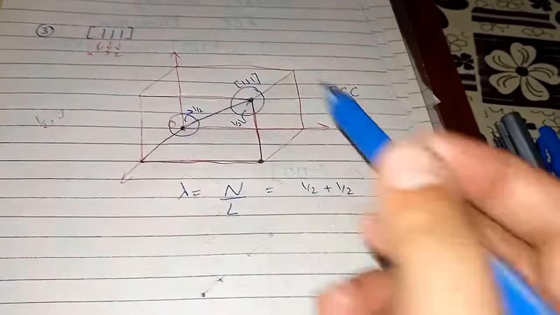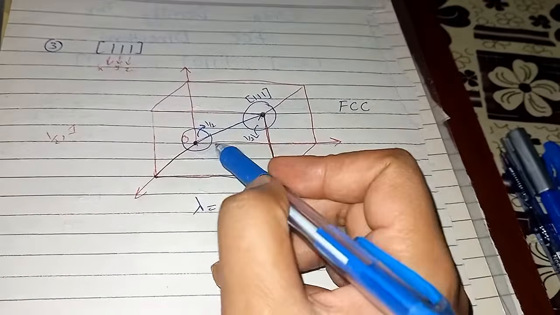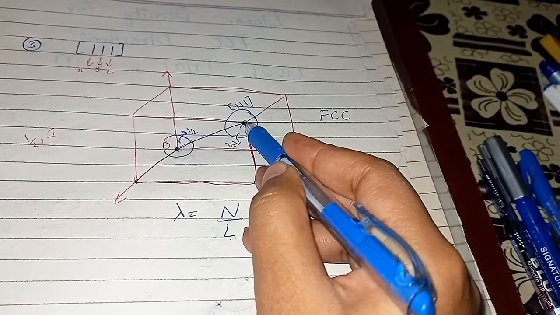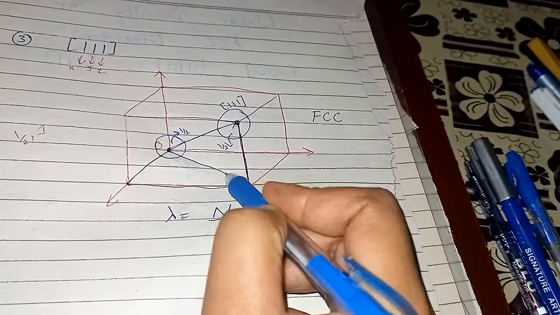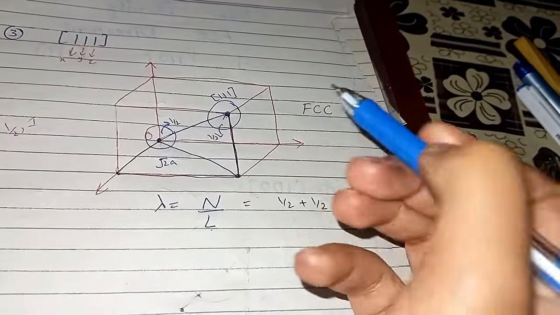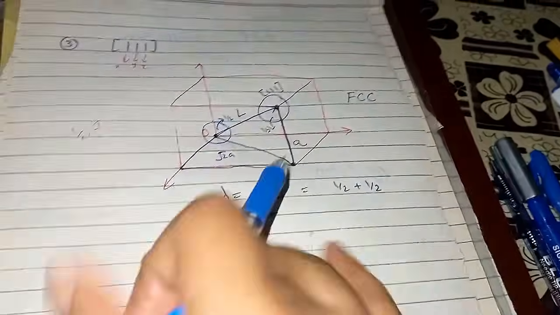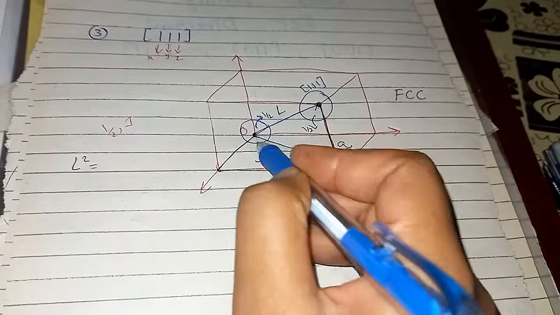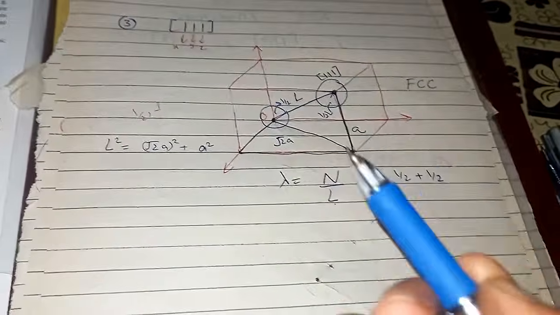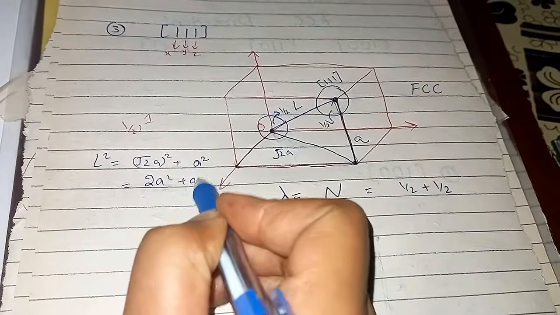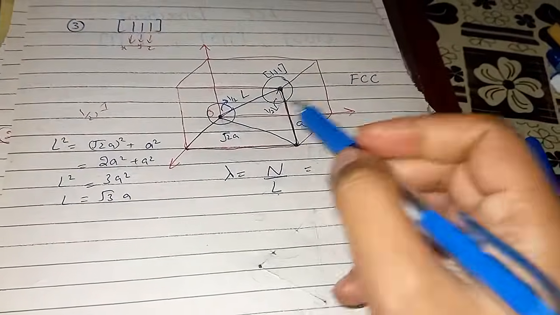None of the other atoms is lying on this line, and for the length we can find it by using the Pythagoras theorem, so let us draw the right angle triangle. This length is under root 2a, as we already know. This length is a, and this length needs to be calculated, which is capital L here. So using the Pythagoras theorem, L square, which is the hypotenuse, equals under root 2a square plus a square, which is 3a square. Taking under root on both sides, we get under root 3a. So the length of this line is under root 3a.